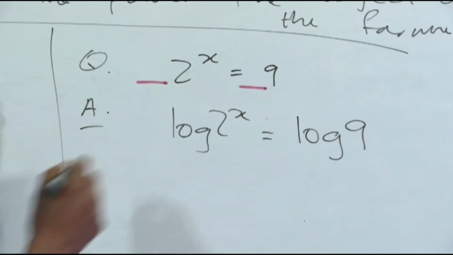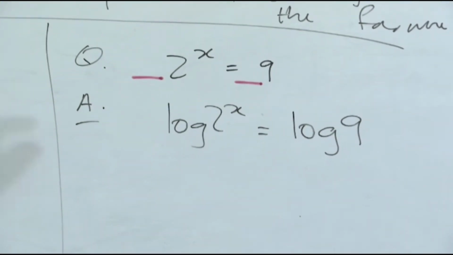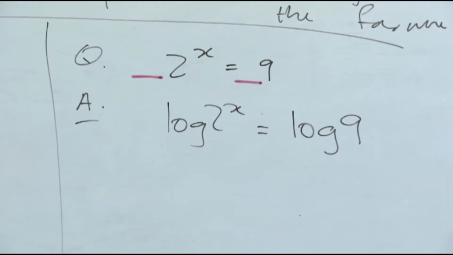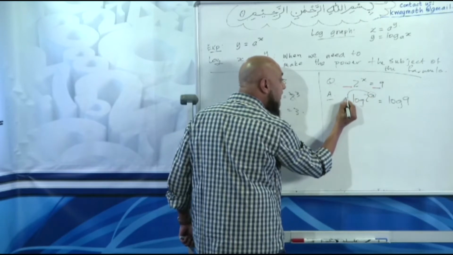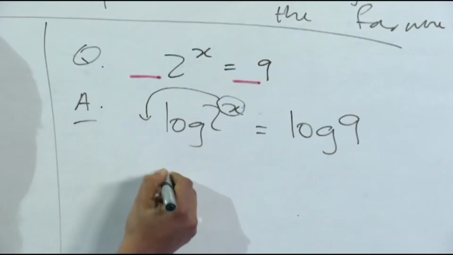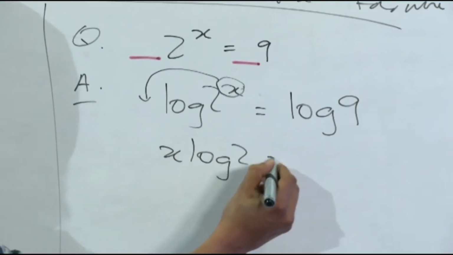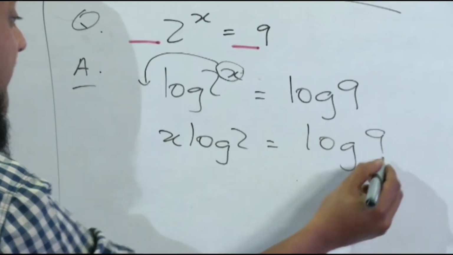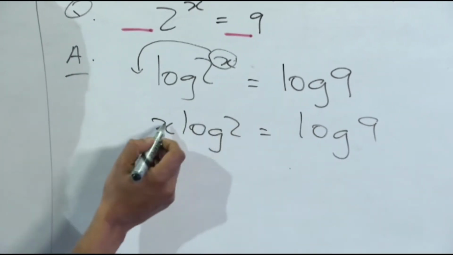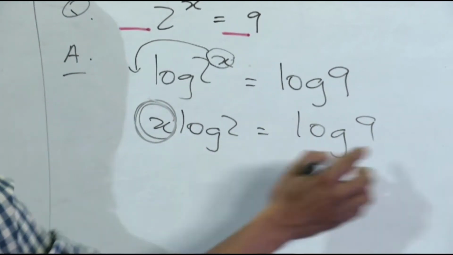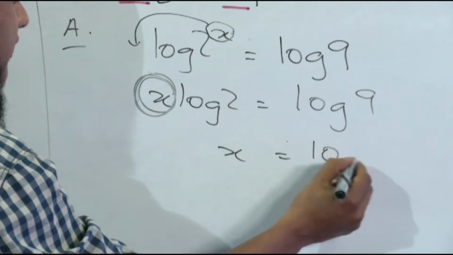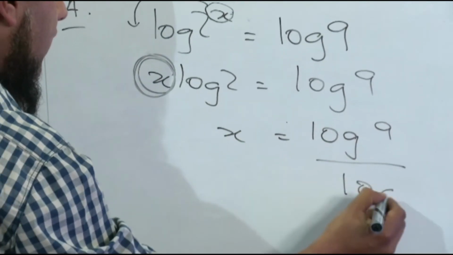Now logs are the only rule in mathematics that allows you to bring the power in front. The power shifts in front of the log. So in your next step you have x log 2 is equal to log 9. Now it's a normal equation. Divide by log 2 because you're solving for x. So x is equal to log 9 over log 2.